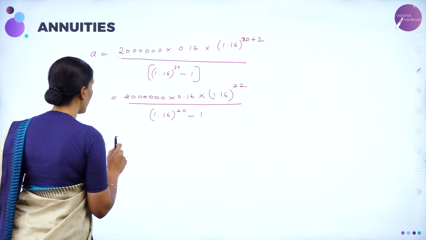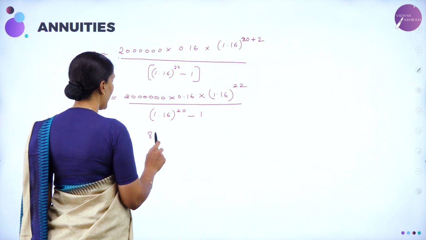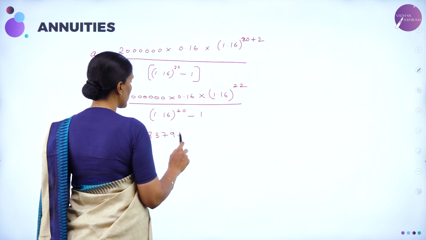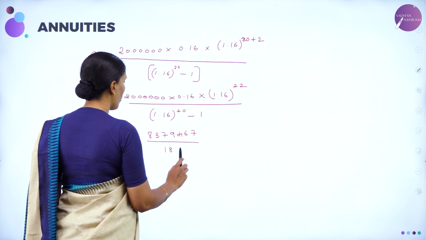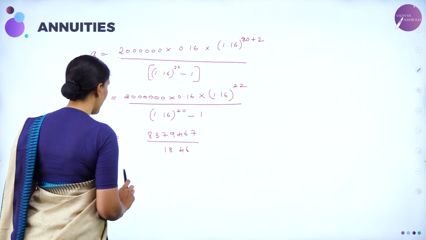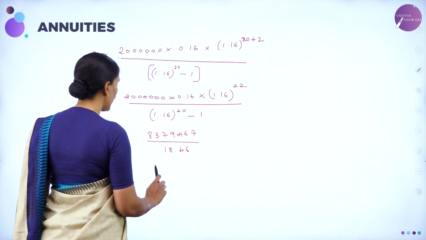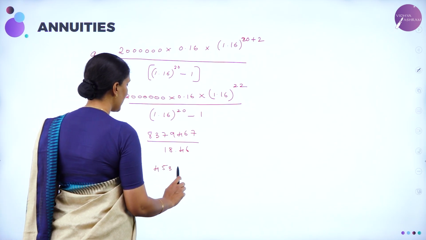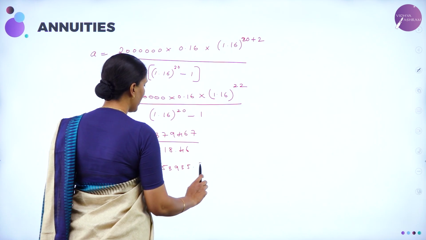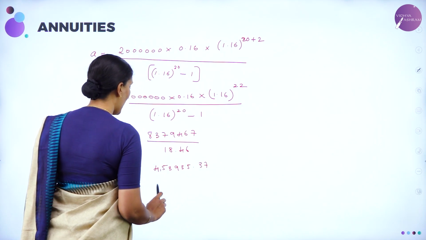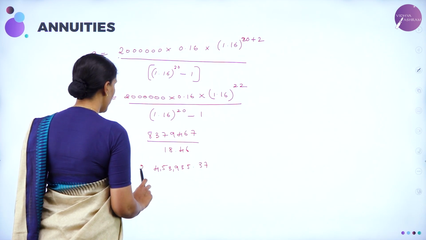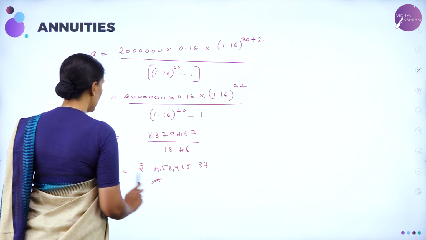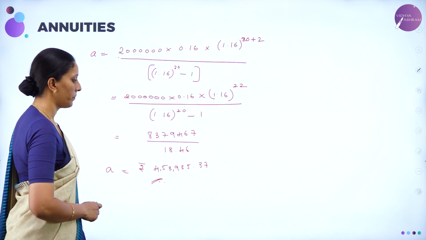So solving the numerator value, we will get the value 8379467 divided by 18.46. Again dividing these two numbers, we will get the value 453,935.37. That is, 4,53,935.37 is the required annuity.